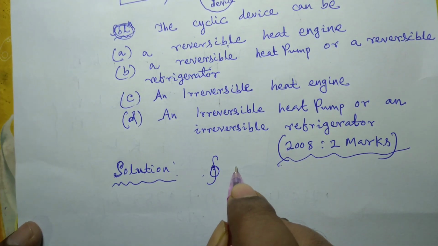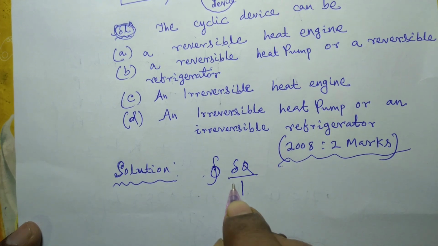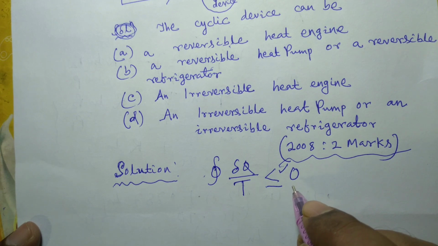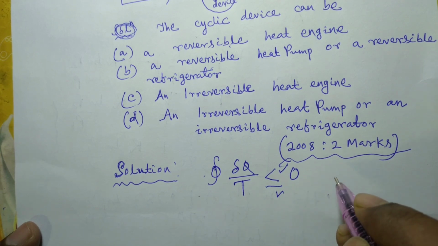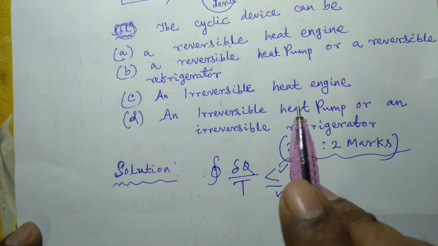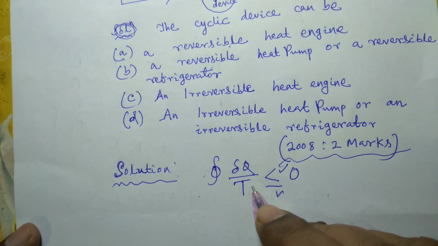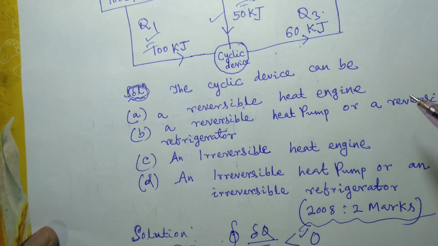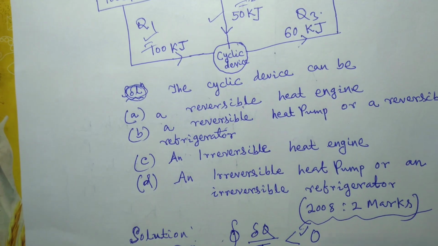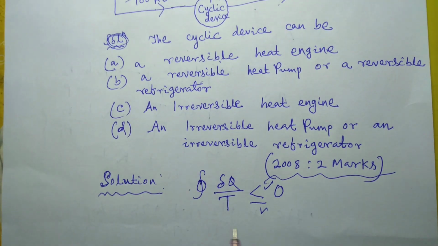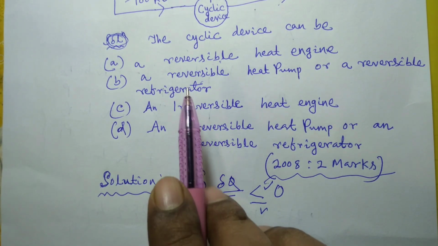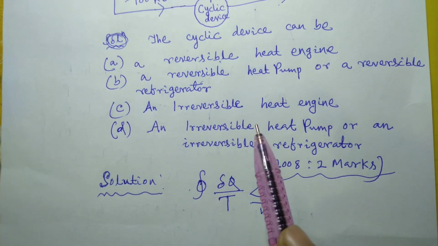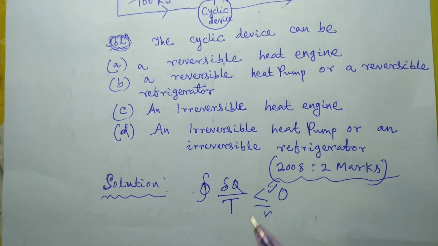For Clausius inequality, cyclic integral of del Q by T is less than or equal to 0, less than 0 for an irreversible cycle and equal to 0 for a reversible cycle. So our first objective is to find the cyclic integral of del Q by T. By convention, while calculating it, we take the sign positive when heat transfer is towards the cyclic device and negative when heat transfer is away from the cyclic device.